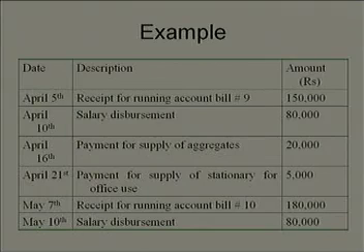On May 7th, receipt for running account bill number 10 is there, and it is equivalent to rupees 1,80,000, right. And on May 10th, again the salary has been disbursed for the staff working for the construction company, and it is equivalent to 80,000, right. You can do this problem in Ethiopian currency also, right. The process remains the same, only the currency may change. That does not make much of a problem, right.